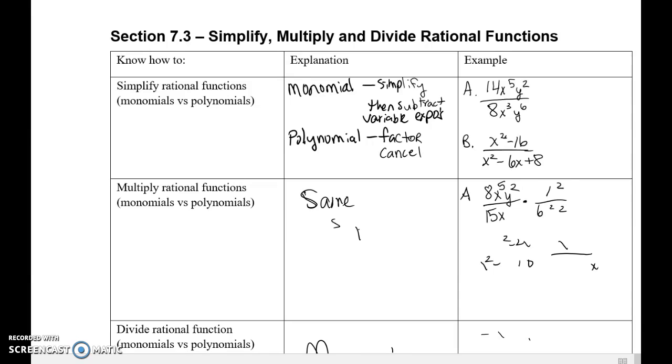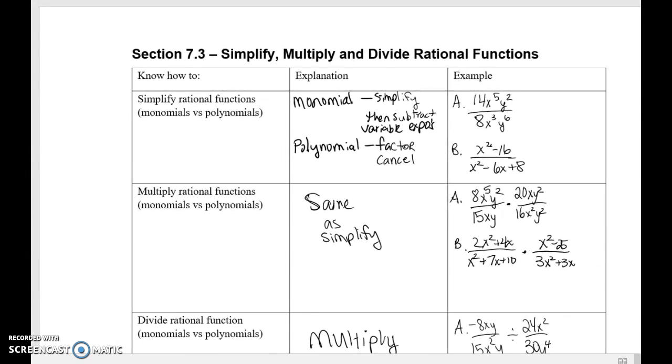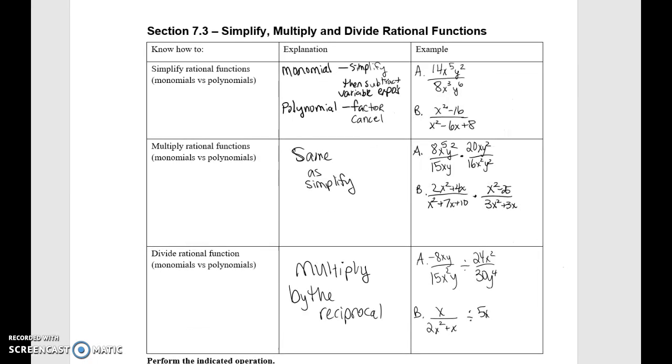Let's move to 7.3. Simplify, multiply, and divide rational functions. First, take a moment to copy the problems down and the explanations. Next, try to simplify this monomial over a monomial. Try and simplify this polynomial over a polynomial by factoring both the top and the bottom, and then cross out any common factors.